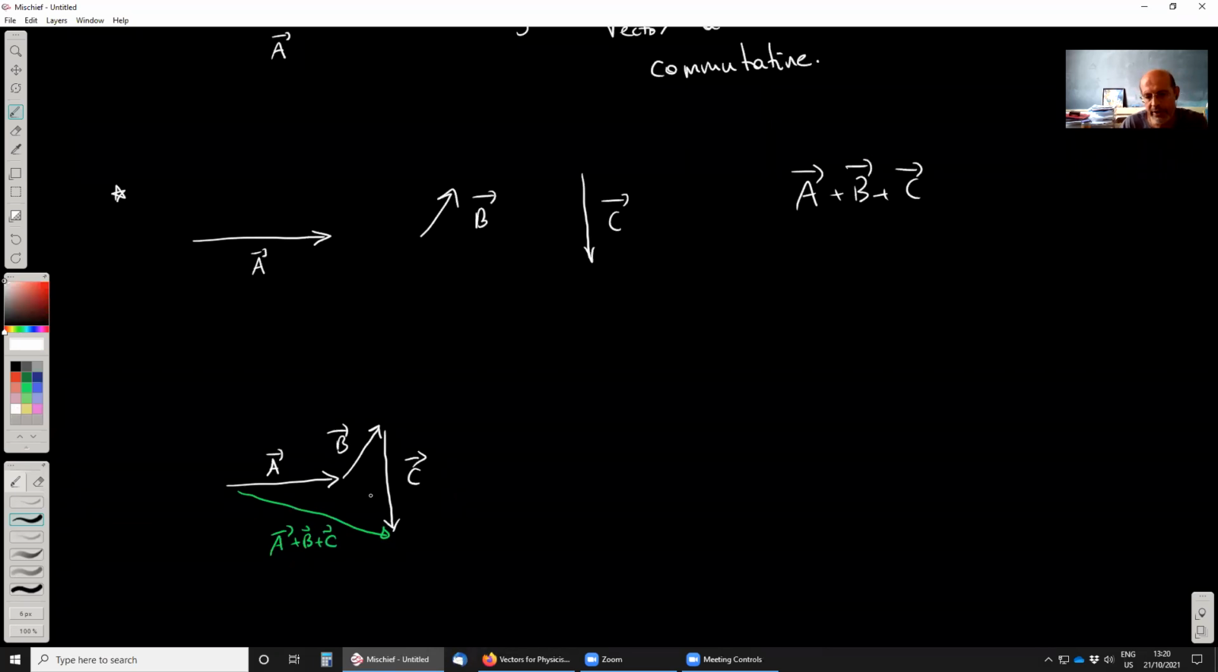Okay, I can also talk about the same kind of thing. For example, is A plus B plus C the same thing as A plus B plus C? What I'm saying is meaningless, but let me say it like this. If I first added up A and B together, and then with the result, I added up the vector C, would the result be the same if I first added up B and C, and then added A?